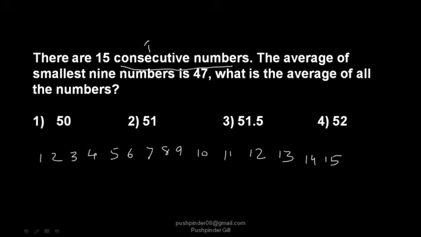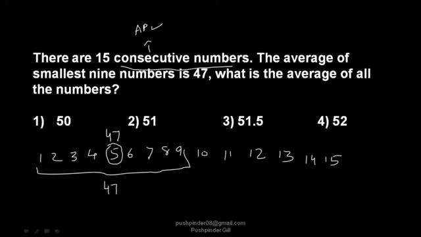So what are consecutive numbers? Like 5, 6, 7, 8, 9, 10, 11, 12. All those are consecutive, which have a common difference of 1. So can I say that they are in arithmetic progression? Yes, they are. The average of the smallest 9 is 47. So these are those 9 numbers. The average of this is 47. So which is that number? That is the middle number, 1 plus 9 by 2, which is the 5th number. The 5th number is equal to 47.